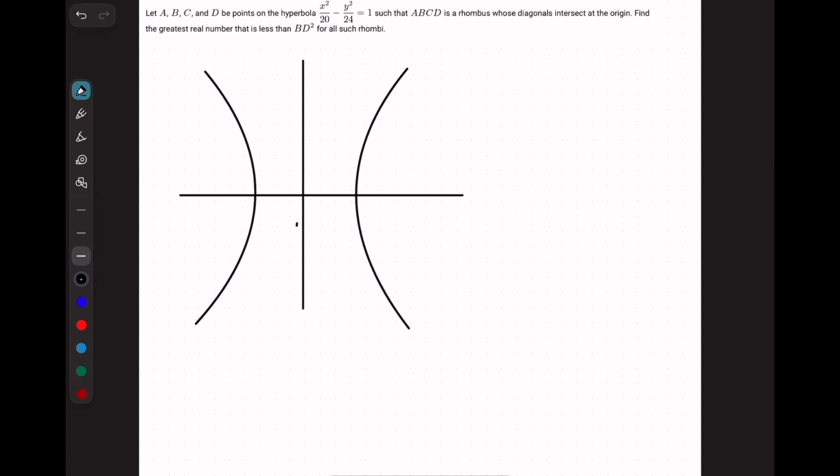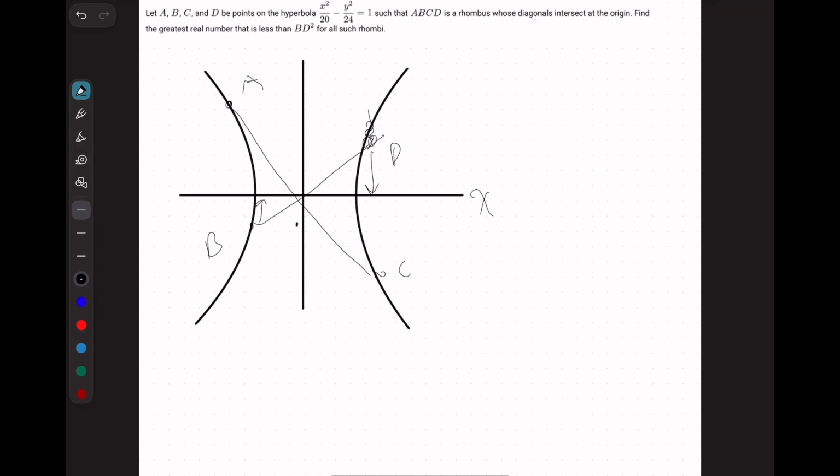Okay, so ABCD is a rhombus on this hyperbola. Let's say that point A is here, point B is here, point C is here, and point D is here. Now we're required to find the least possible value for BD squared, since it asks us for the greatest real number that is less than all of BD squared. Therefore, the line BD, which crosses the origin, should be as close as possible to the x-axis.